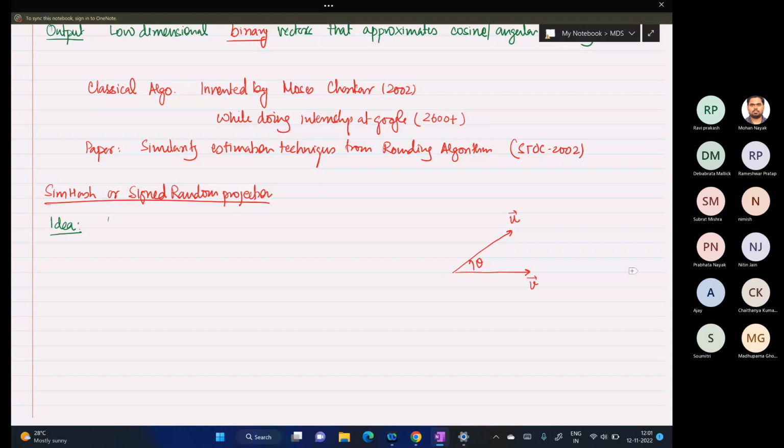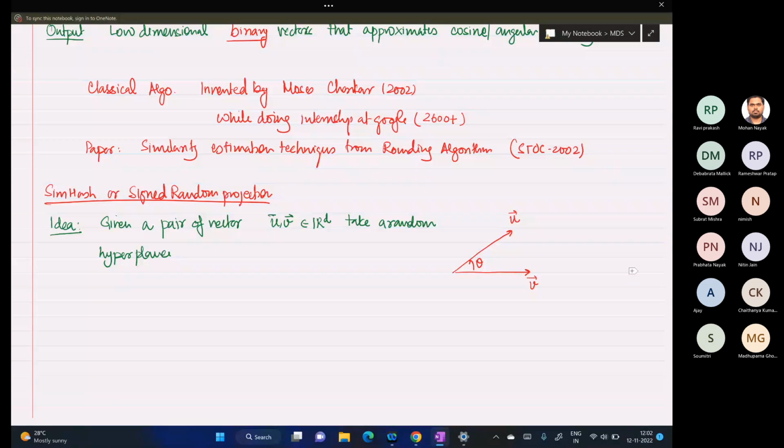So basically, given a pair of vectors u, v in R^d, what we do is take a random hyperplane and see if it separates u and v.